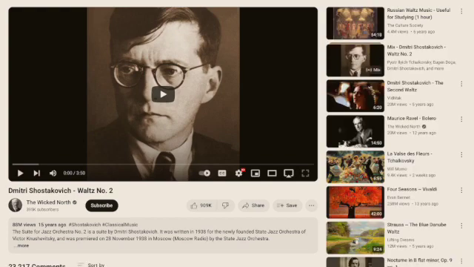Okay, so this is Dmitri Shostakovich's Waltz number 2, and you're going to hear how the first beat of this is very much so emphasized.